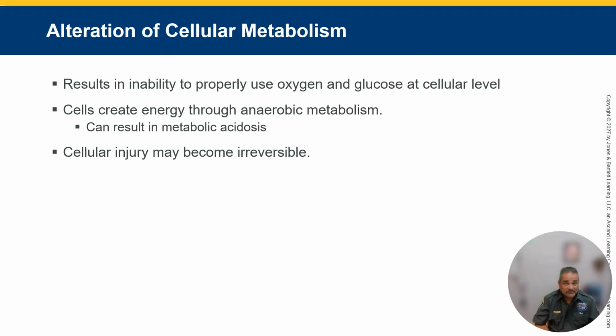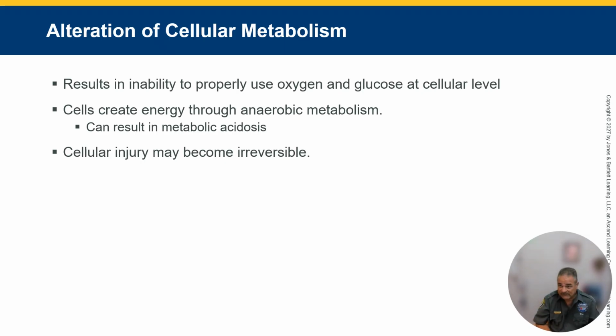Cellular metabolism alteration. Impairment of cellular metabolism results in the inability to properly use oxygen and glucose at a cellular level. Cells create energy normally through aerobic metabolism, but when they start to crash and burn, they go into anaerobic metabolism temporarily as a backup. But the problem is it starts building up lactic acid.